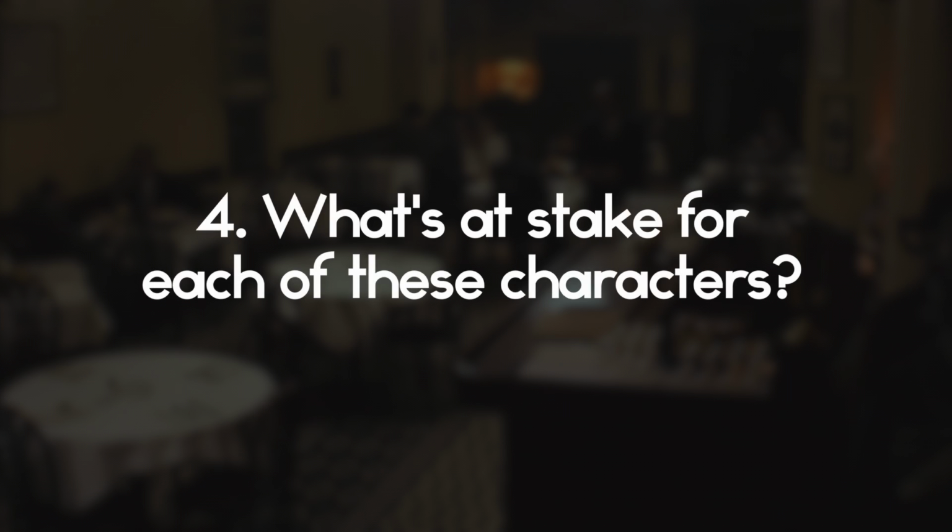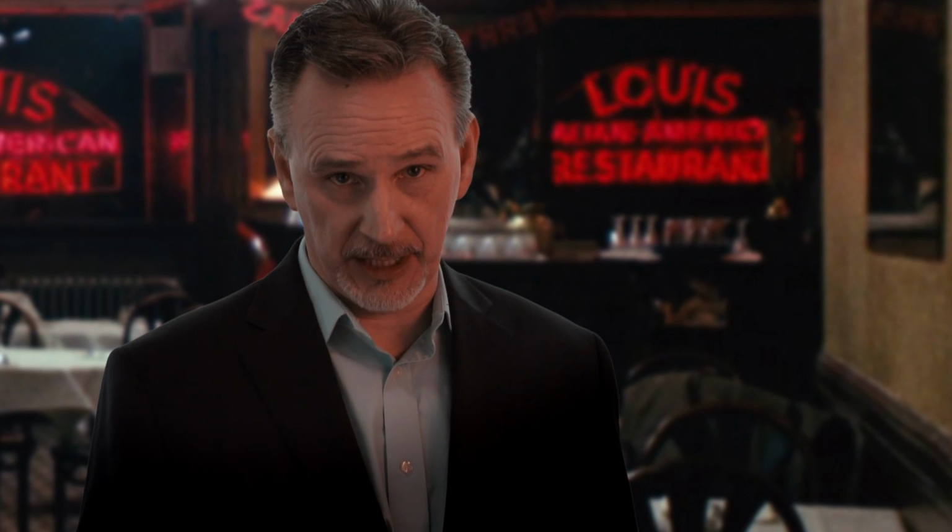Question number 4. What's at stake for each of these characters? Okay, what's at stake for Michael? Well, almost everything known to the Corleone family is at stake. Up to now, Vito Corleone and the family have significant power, money, and respect.